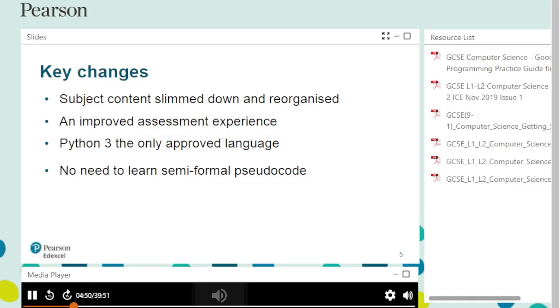We've reduced the number of approved high-level programming languages to just one, enabling us to do away with the need to require students to learn a semi-formal pseudocode. We'll look at this in more detail later in this session.